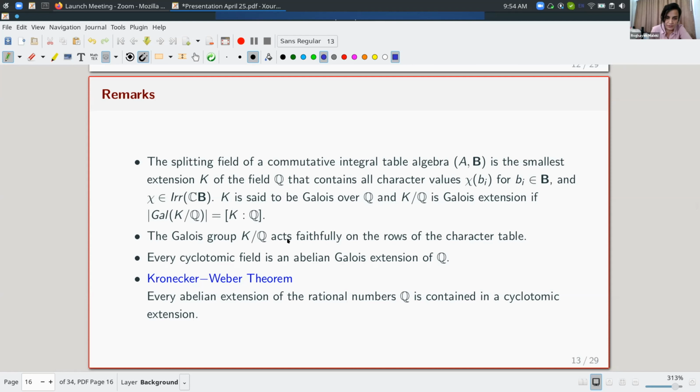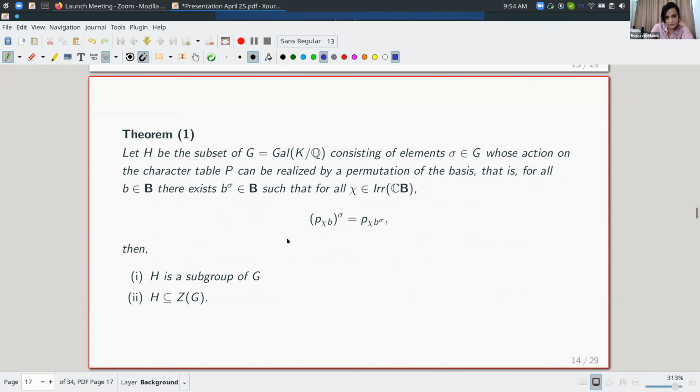And at the end, we talk about the Kronecker-Weber theorem, which says that every abelian extension of the rational numbers Q is contained in a cyclotomic field extension. So we use all these tools to prove our main theorem later.